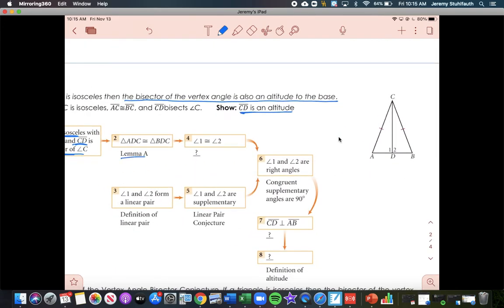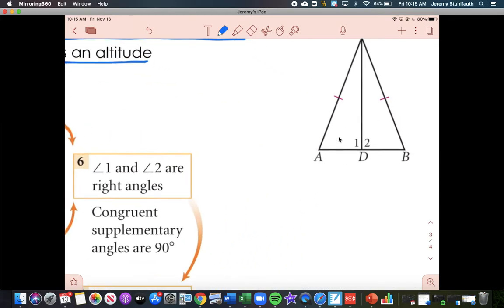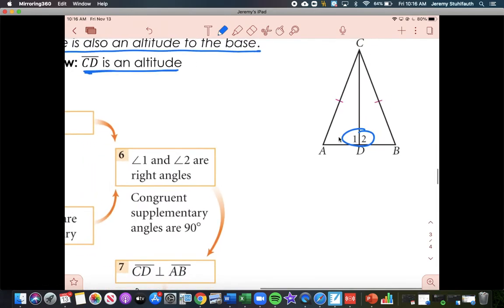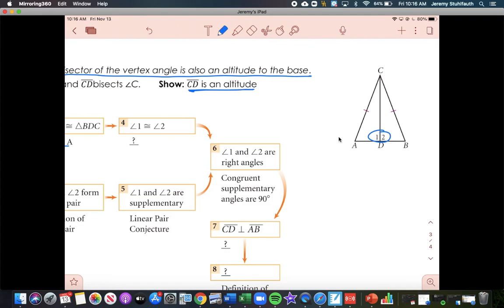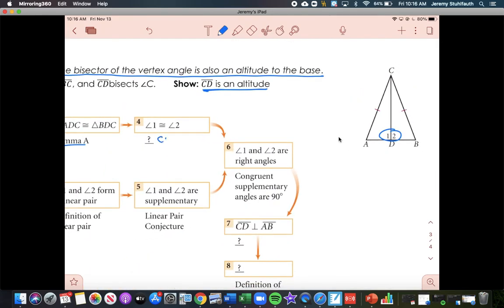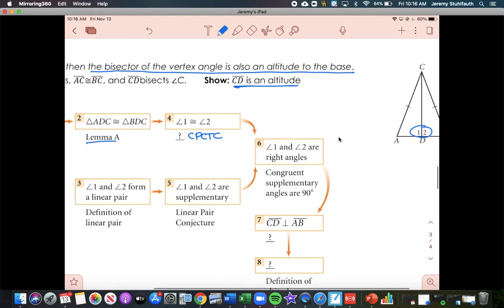That's our Lemma A. And then we can say angle 1 is congruent to angle 2. If you look at that, why do we know that these two are congruent to each other? Well, since we know that these two triangles are congruent, those are corresponding parts, CPCTC. So we know angle 1 and angle 2 are congruent to each other.